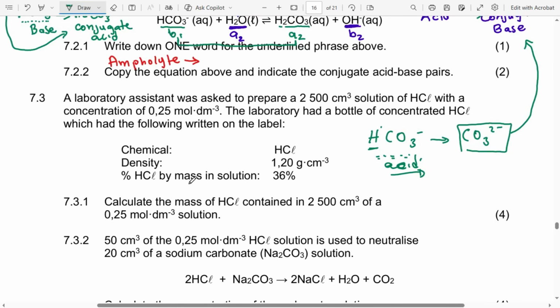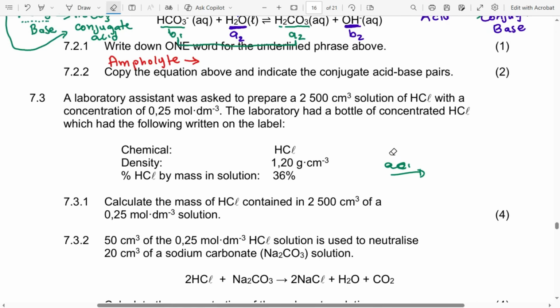7.3, a lab. Okay, we have a lab assistant who was asked to prepare a 200, and look at this. I don't want stress, man. When I work with physics, this is how much I love physical science. So remember, you are in an exam. Some of the things you can definitely forget to do are the conventions.